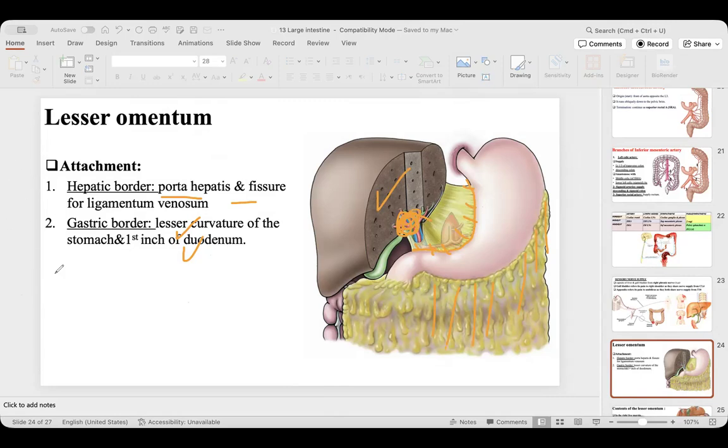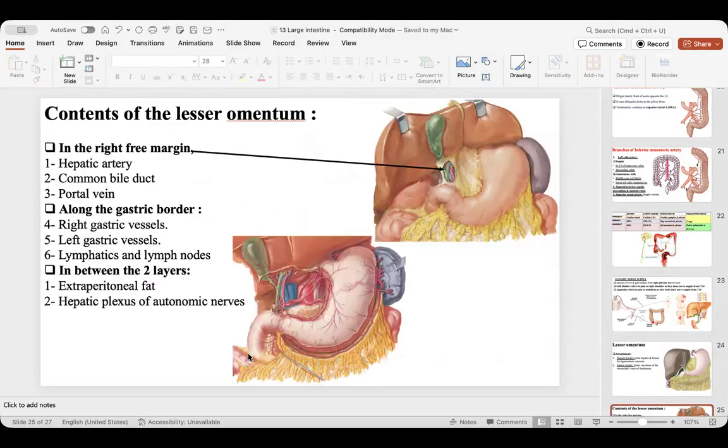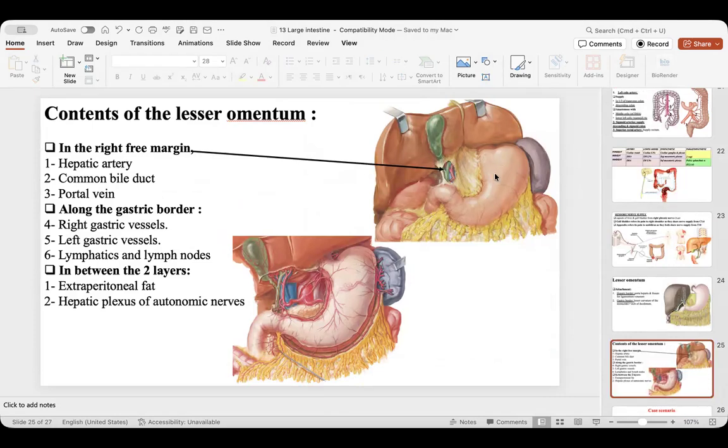What are the contents of this peritoneal fold, the lesser omentum? The lesser curvature contains two vessels, the left gastric and the right gastric. So one of the most important contents of the lesser omentum at the lesser curvature are the left gastric and the right gastric vessels, plus fat, lymph nodes, nerves and so on. This part from the duodenum to the liver we call the free border of the lesser omentum.